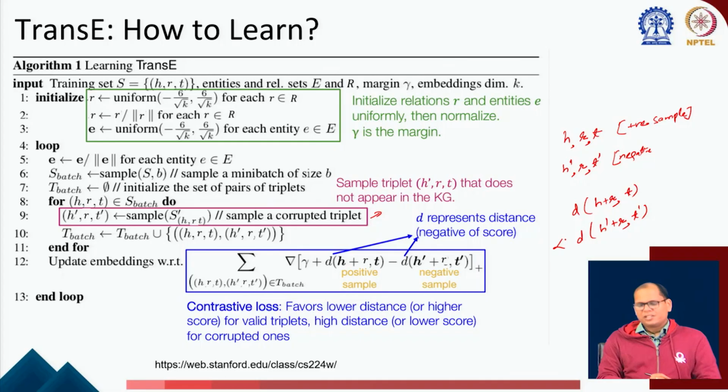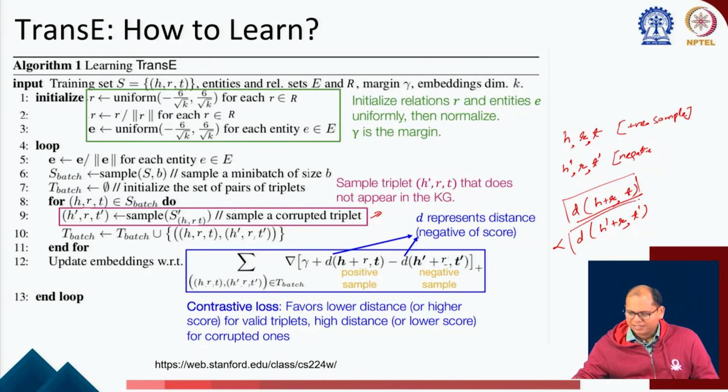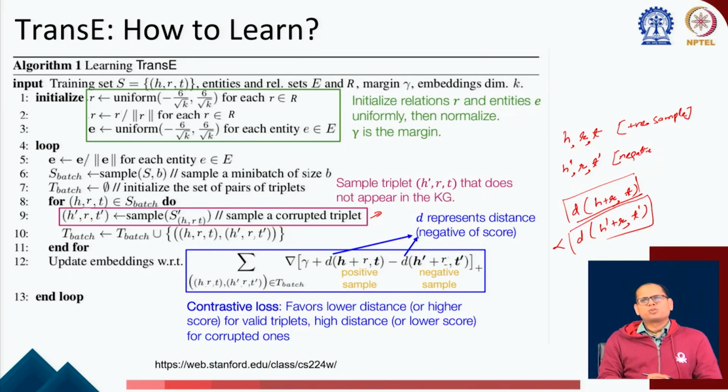So now how do I use this intuition to define a loss function? I have defined a distance for the positive triplet and the negative triplet, and the one for the positive triplet should be less than the negative triplet. A very popular loss function for this kind of scenario, where you have a positive and negative and you want to contrast them, is called max margin loss.